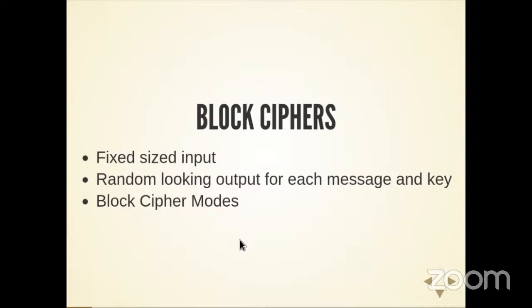What we're going to see is that there are a variety of block cipher modes, because as I mentioned before, a block cipher requires a fixed input size, and generally your messages aren't always going to be 16 bytes or whatever. So you're going to need a way to encrypt messages of different sizes. So how do we do that?